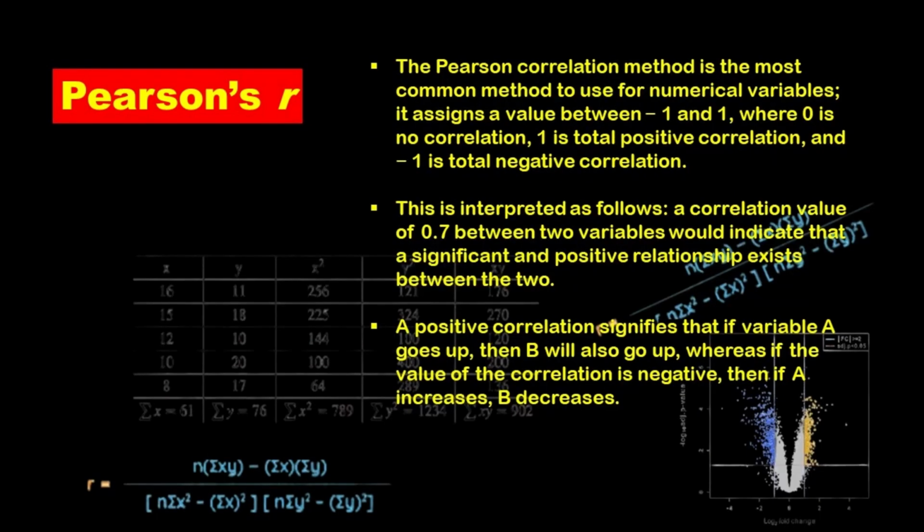The Pearson correlation method is the most common method to use for numerical variables. It assigns a value between -1 and +1, where 0 is no correlation, 1 is total positive correlation, and -1 is total negative correlation. This is interpreted as follows. A correlation value of 0.7 between two variables would indicate that a significant and positive relationship exists between the two. A positive correlation signifies that if variable A goes up, then B will also go up, whereas if the value of the correlation is negative, then if A increases, B decreases.